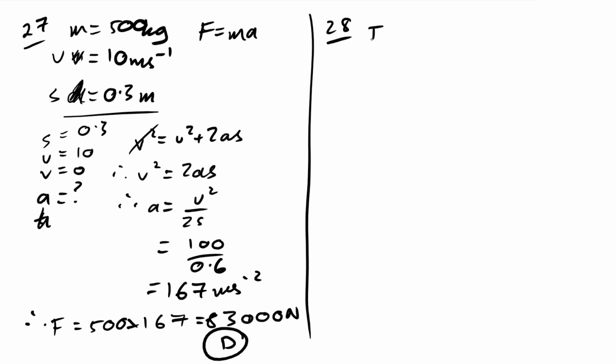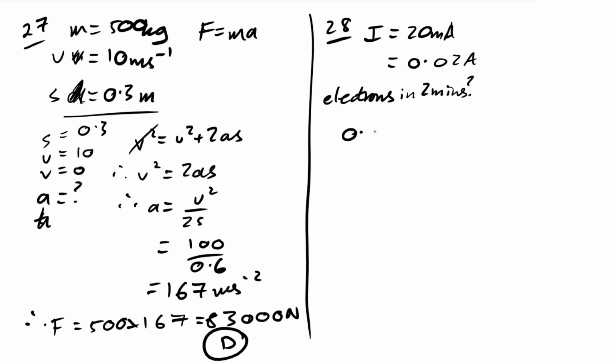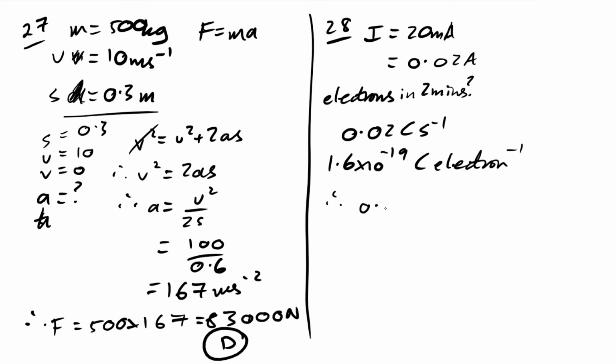28, we have a current of 20 milliamps. Let's turn that into amps, 0.02 amps. How many electrons pass in 2 minutes? Okay, right. This is one of those times where you can make up your own unit. So 0.02 amps, but that's coulombs per second. But we also know the charge of one electron is 1.6 times 10 to the minus 19 coulombs per electron. We're looking for electrons per second. So therefore, 0.02 divided by 1.6 times 10 to the minus 19. Of course, we want a big number, don't we?